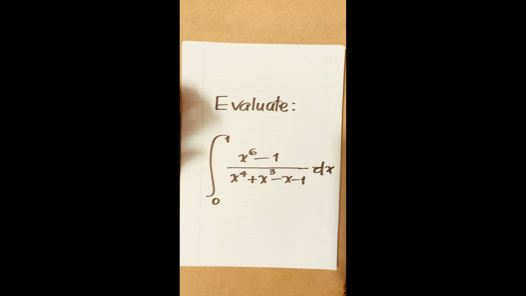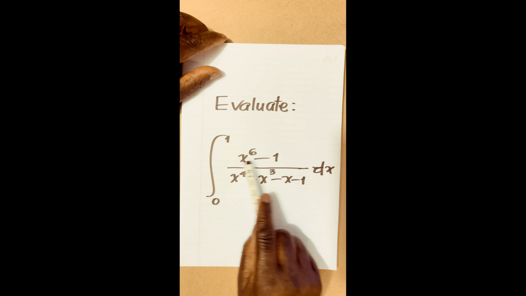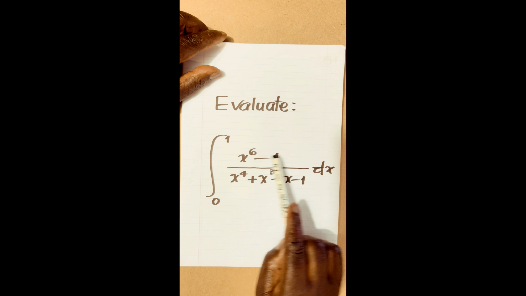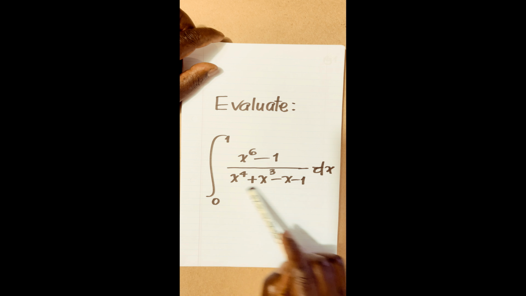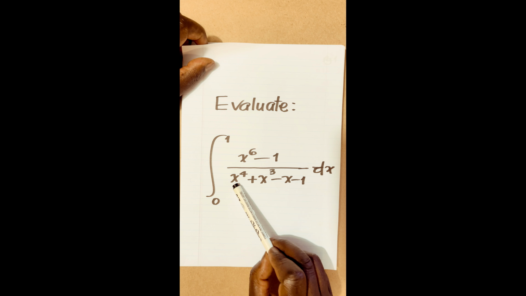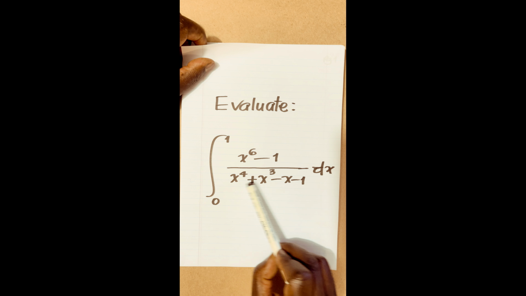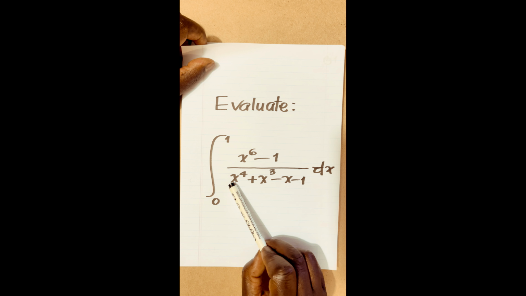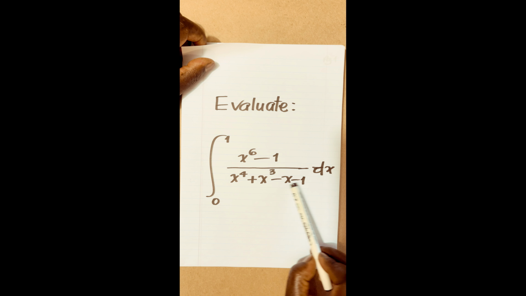The first thing we have to look at is we have a difference of 2 squares in the numerator. We can start from there by factorizing that. This expression here also factorizes. If you look at this term and that term, these two terms have a common factor of x cubed. And there's a common factor of minus 1 there. So we can start from there and let's see what we get after that.